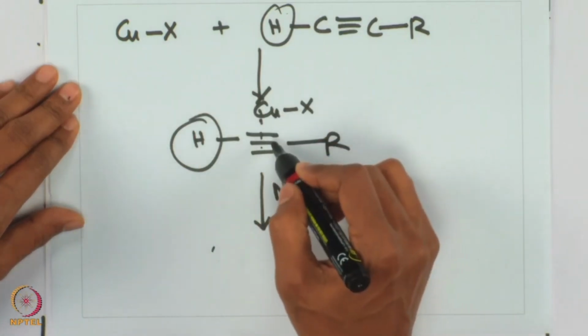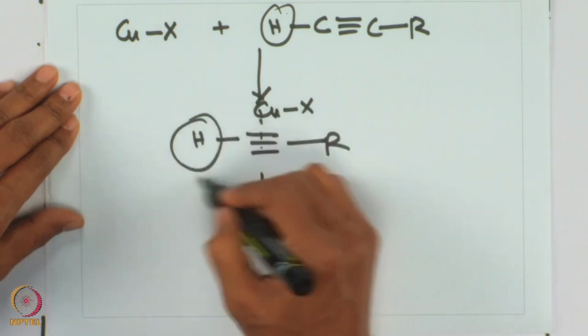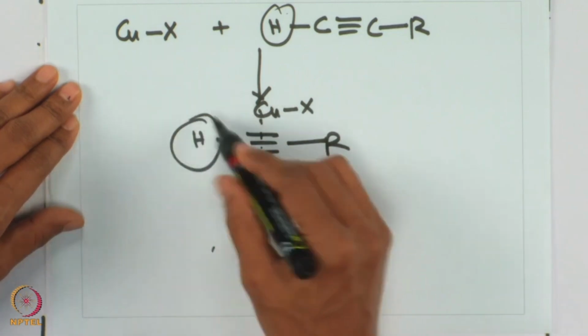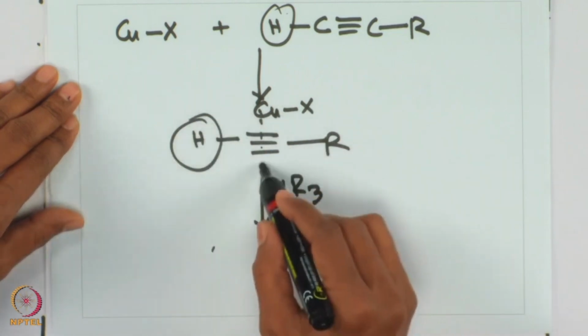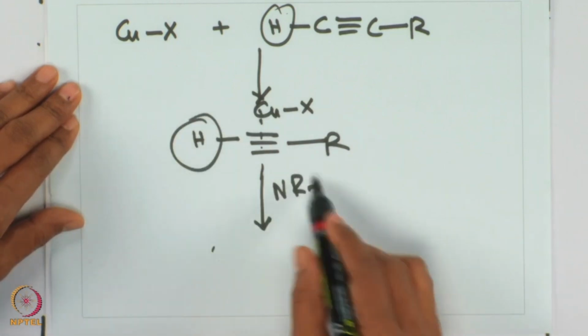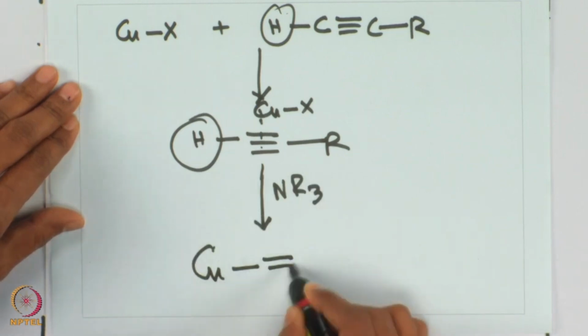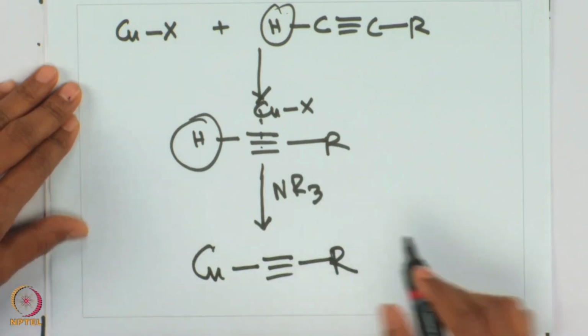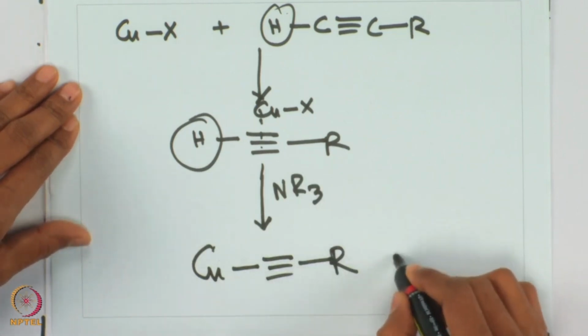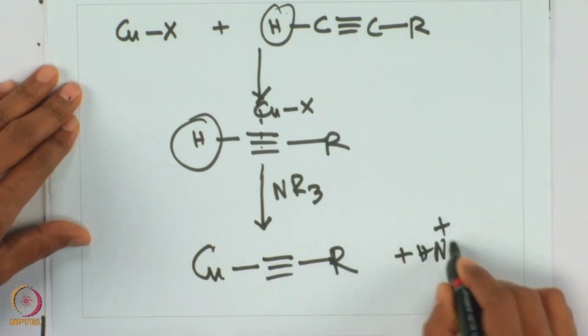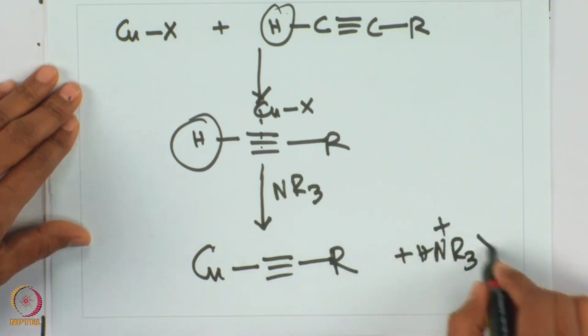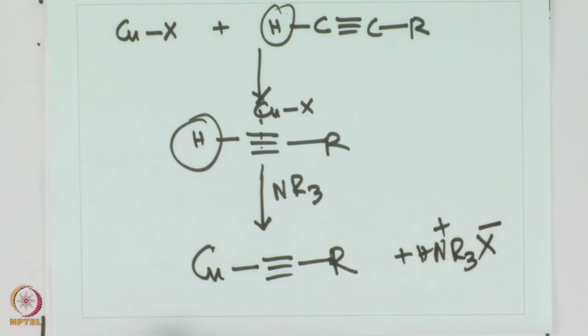Once it is interacting with copper, then the pKa value goes down, and the lower pKa value ensures that this proton can now be abstracted by this amine. In the process you have copper acetylide intermediate formation and you get HNR3X overall from this process. Now, this is very simple. So, the role of copper we do understand now.